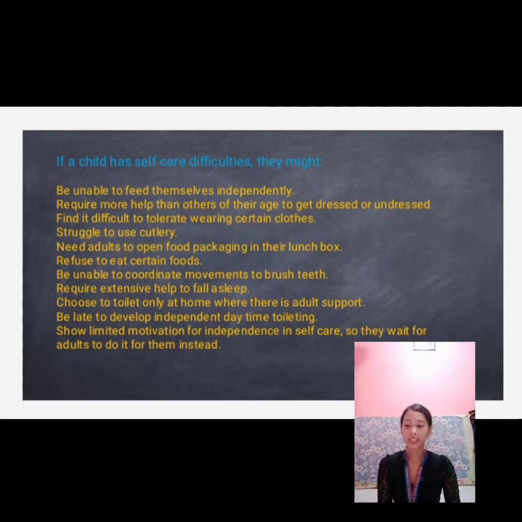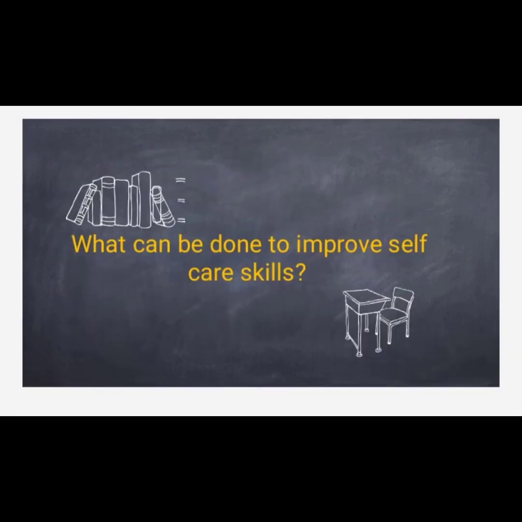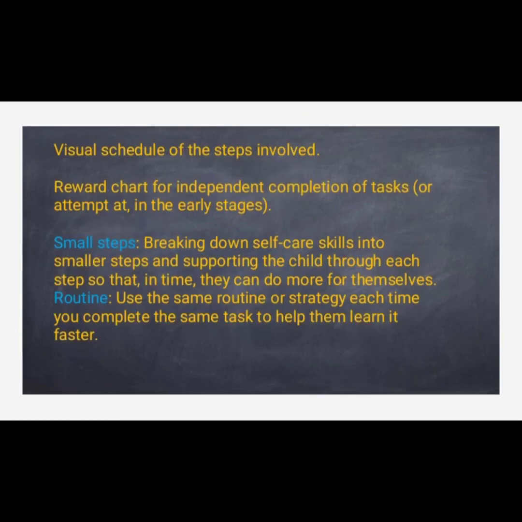And the last one is show limited motivation for independence in self-care, so they wait for adults to do it for them instead. What can be done to improve self-care skills? Here are visual schedule of the steps involved. Rewards chart for independent completion of task or attempt at it in the early stages. First is small steps, breaking down self-care skills into smaller steps and supporting the child through each step so that in time they can do more for themselves.